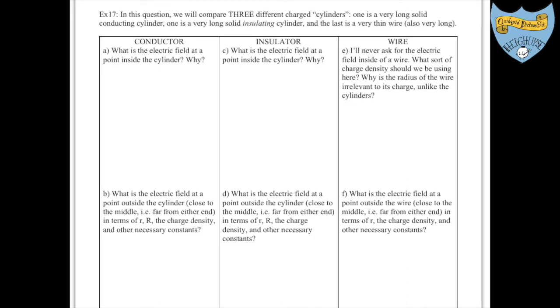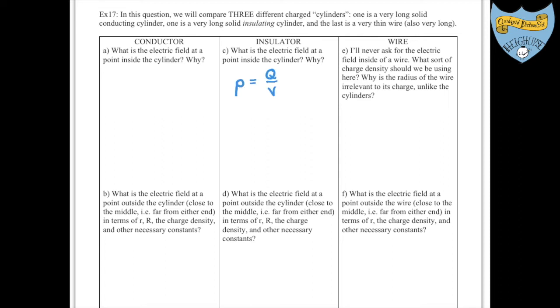In this particular video, I'm going to address cylinders because we've probably already addressed spheres in class. And so that brings you to example 17 in your notes packet. Example 17 covers 3 different types of cylinders, because recall we've got 3 different types of charge densities. And so we've got the conducting cylinder, the insulating cylinder, and effectively a wire, which really is a cylinder, just very skinny.